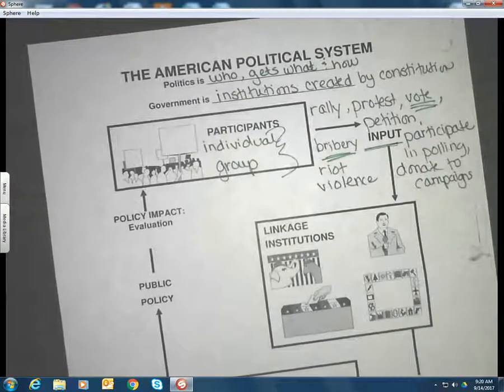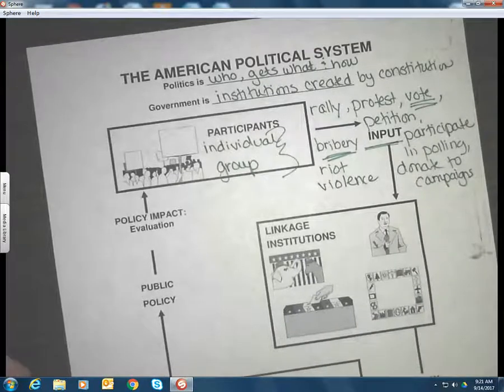There was something else I was going to put on there and I forgot. Anyway, you guys get it.